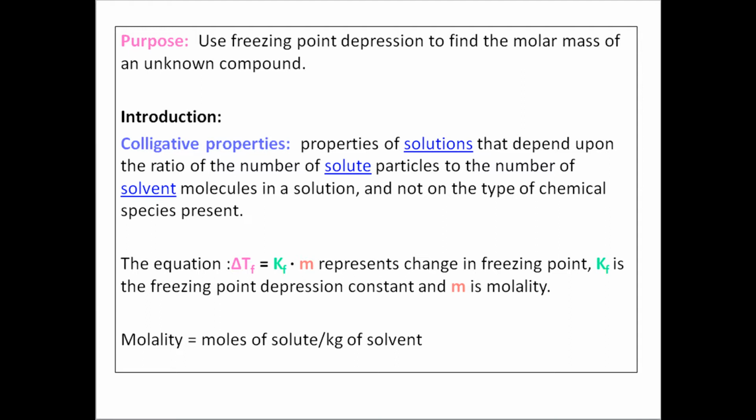The equation delta Tf equals Kf times m represents change in freezing point. Kf is the freezing point depression constant and m is molality. Molality equals moles of solute divided by kilograms of solvent.